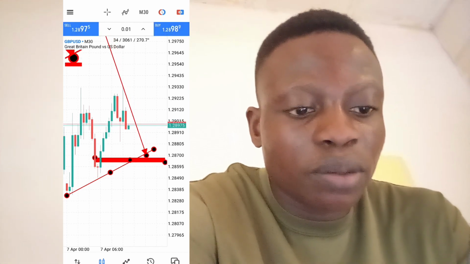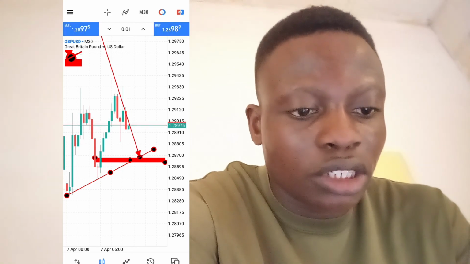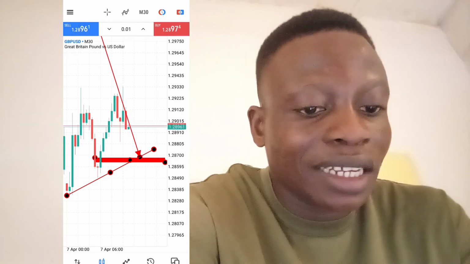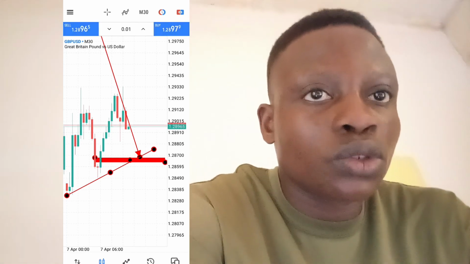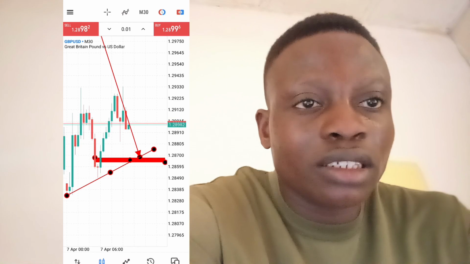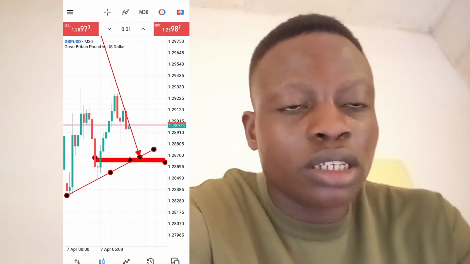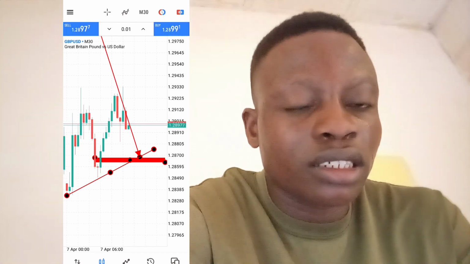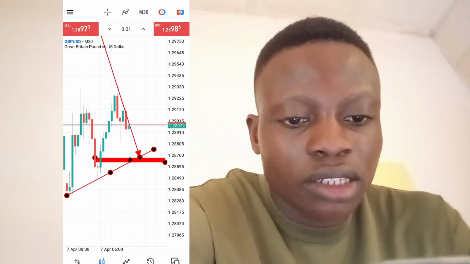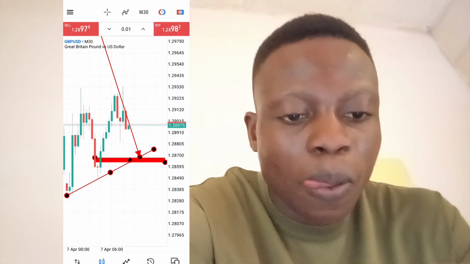Then immediately if the market comes to this trend line and this support level, this fair value gap, then I'll enter for a buy. Then we'll see how far it will go, and by then I'll calculate my loss and see the lot size I'm going to use. So let's wait and see how it's going to be.